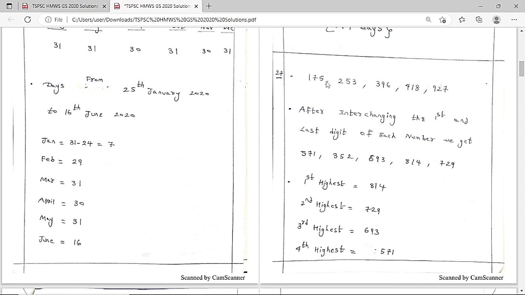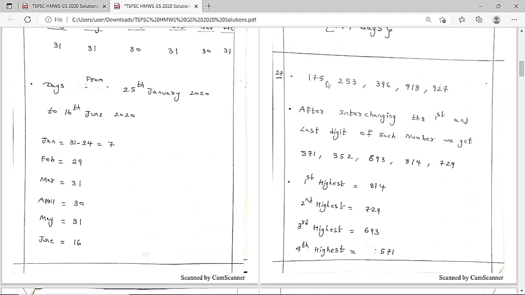So out of this, what is the first highest number? 571, 352, 693, 814, 729. So this is the first highest number. Then 729 is the second highest number. Then 693 is the third highest number. Then 571 is the fourth highest number. And then 352 is the fifth highest number.